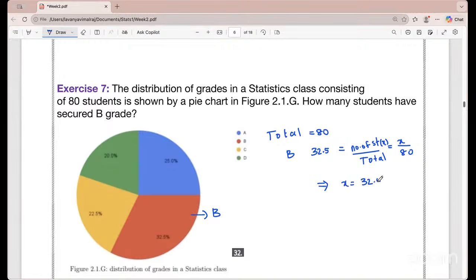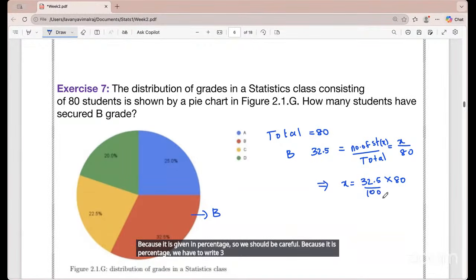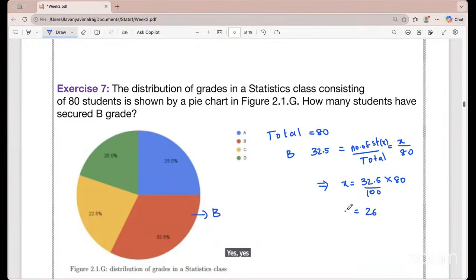So what is your X in that case? 80 into 32.5, divided by 100, which is 26. Is this problem clear? Ma'am, 32.5 by 100 into 80 should be there. Yes, I missed that 100. Thanks for pointing it out. Because it is given in percentage, we should be careful. So because it is percentage, we have to write 32.5 by 100. Okay, so this is the answer.